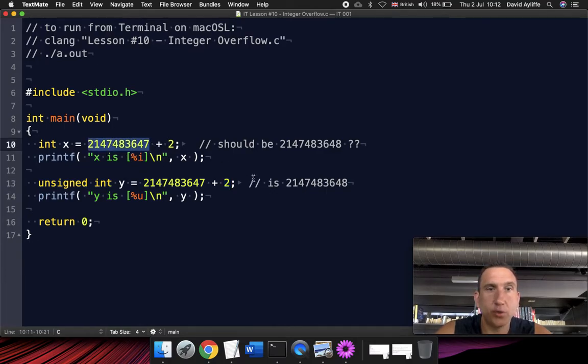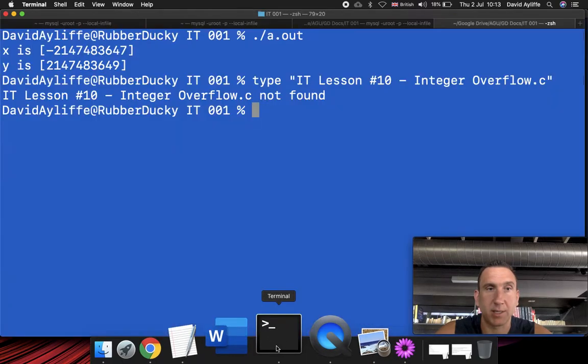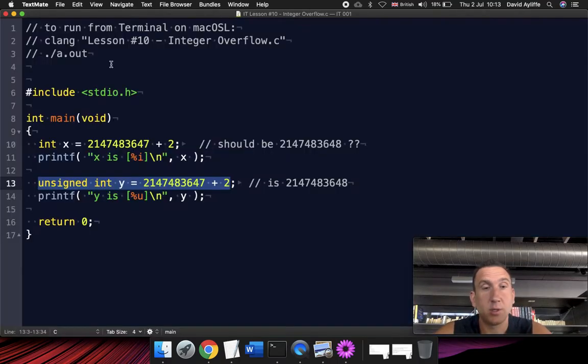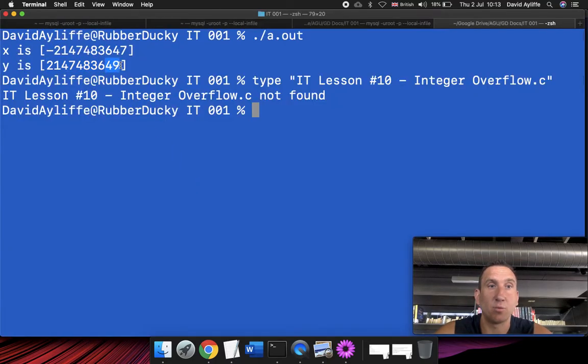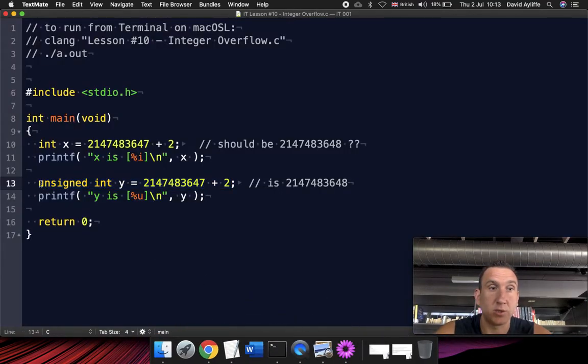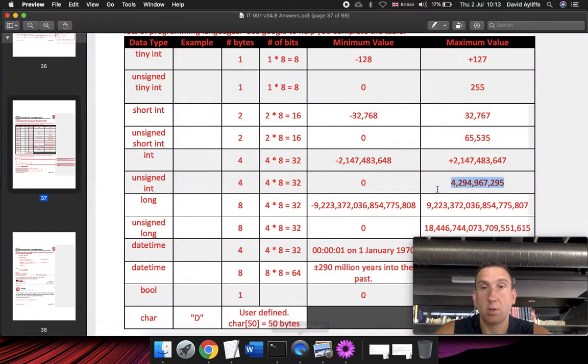So when we add 2 to this, should it be this? Well, it can't be, because an integer is not wide enough to store the answer to this. But when we use an unsigned int, we do get the correct answer. So we've tried to add 2 to it, we've overflowed into a negative, but here we've tried to add 2 to it, and 747 plus 2 is 49. Yeah, so that's no problem, because an unsigned integer has a range which allows us to store that number, we're fine.